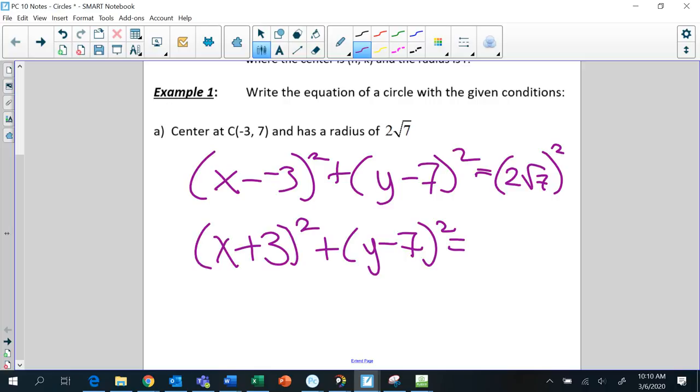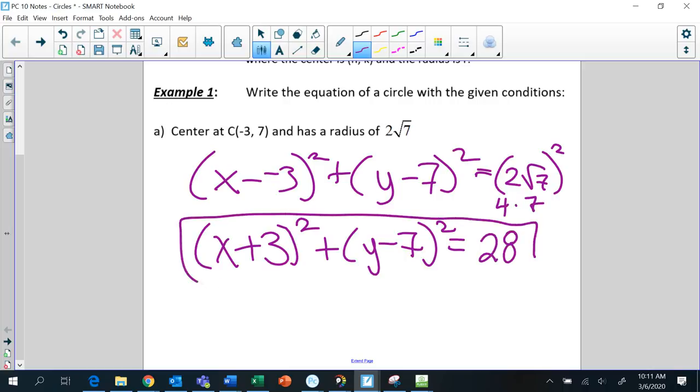We have to square the 2 and the square root of 7. So we're going to square both of those. We're going to get 2 squared is 4 times what is the square root of 7 squared? 7. So we get 28. Done. That is the equation. So as you're working on your Desmos project that you can't wait to get started on, you will have to have circles in this equation form.